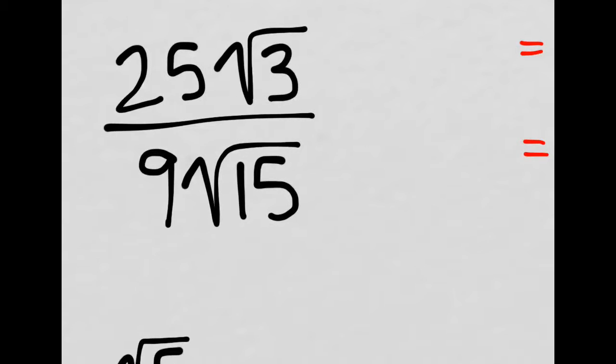Let's try this one. 25 times the square root of 3 all over 9 times the square root of 15. Well, when I look at that, there's really nothing I can simplify right away, but I need to recognize that, I guess there is something I could simplify right away. I have a square root in the denominator, so I'm going to need to get rid of that. I'm going to need to rationalize that denominator. But actually, I can do something here.